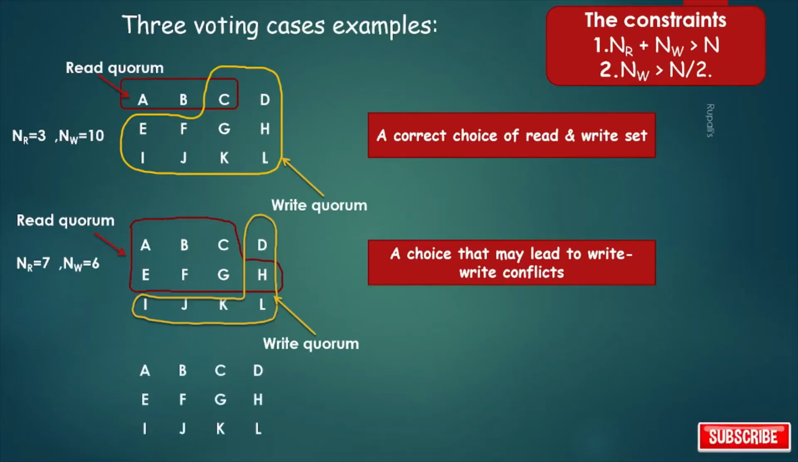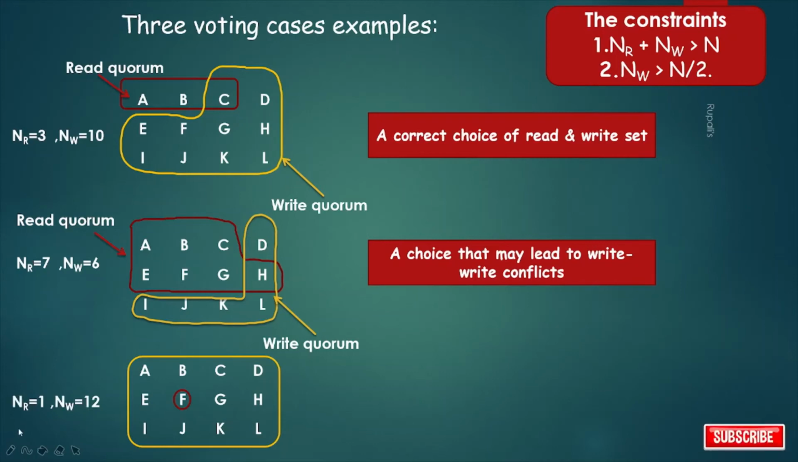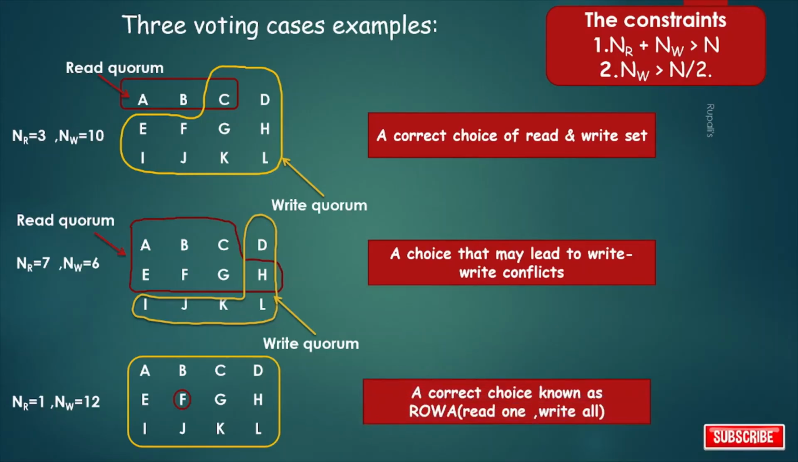Next example. There are 12 servers and the write quorum is 12. That is, nw is 12 and nr is 1. The read quorum is 1. So see the constraints. nr plus nw greater than n: yes, 12 plus 1 is greater than 12. And nw greater than n by 2: n is 12, so 12 by 2 is 6, and nw is 12. So nw is greater than n by 2. Both conditions are satisfied. So it is a correct choice, known as ROWA, meaning read 1, write all.